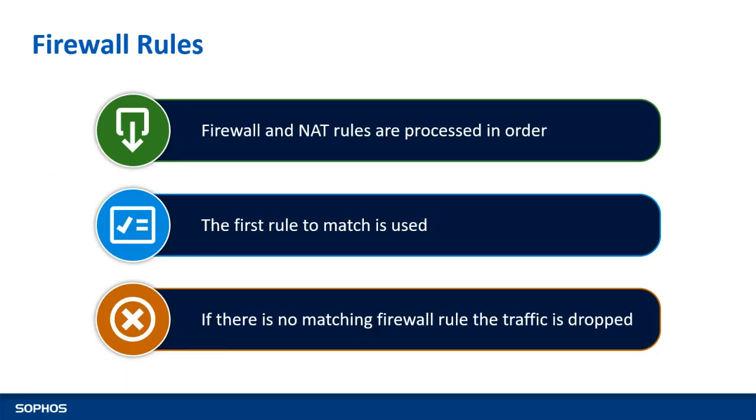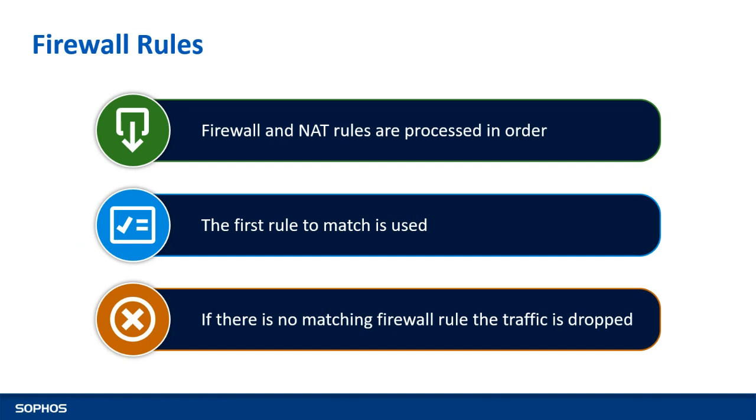To allow network traffic in and out of the network through a firewall, you usually need two things: a firewall rule and a NAT rule. When you start configuring firewall and NAT rules in Sophos Firewall, there are three key things to remember. First one, rules are processed in order from top to bottom.